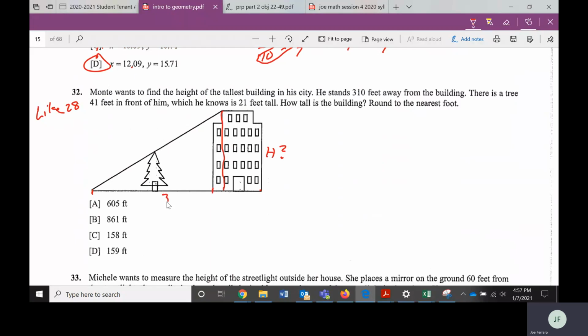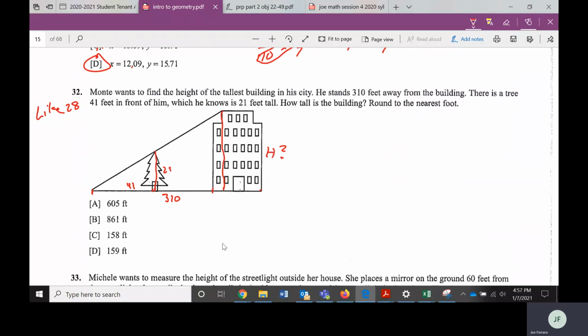Okay, he's standing that far away. It's 310. There's a tree 41 feet from him. So from here to here, it's 41. Which he knows is 21 feet tall. So the tree is 21 feet tall. How tall is the building?